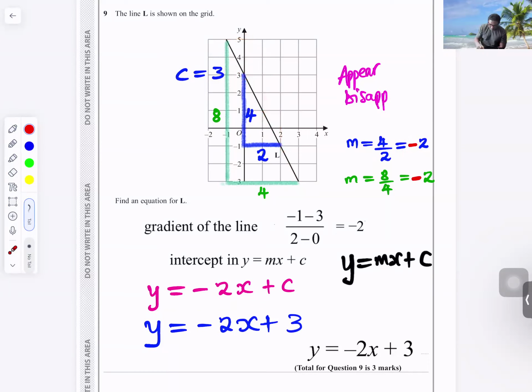So m is -2. Now we need to find the intercept c, where it crosses the y-axis. Where I'm circling there, that's where it crosses the y-axis, and c is 3. So c is 3, m is -2, and that's your equation for your line.